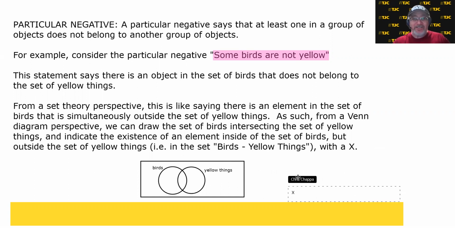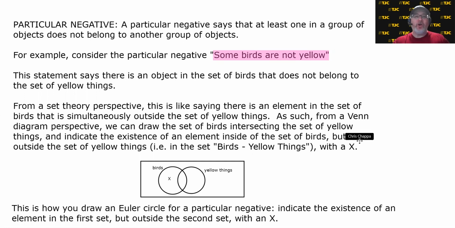But to show the existence of a bird that's not yellow, this X representing a single element, in this case a bird, has to be in the bird circle, but outside of the yellow thing circle right there. And so, this is how you draw an Euler circle for a particular negative. Indicate the existence of an element in the first set, but outside the second set with an X.